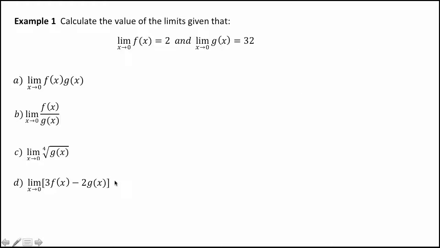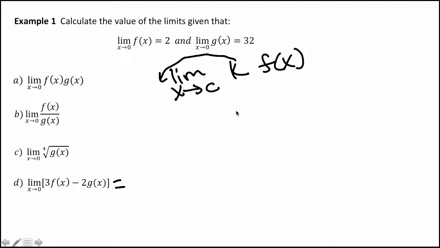Now let's take a look at D here. Remember the property that you can pull a constant out. And you can just take this and pull this out. So we're going to do that with the 3 here and the 2. We're going to pull those out. And then remember the sum property. So if you have a sum or a difference of functions, you can take the limits separately. So we're going to do that right here.